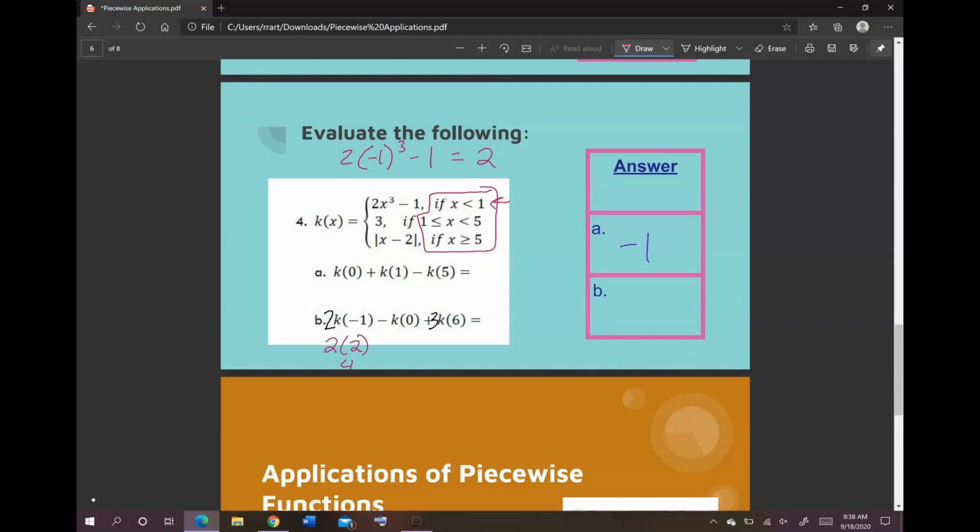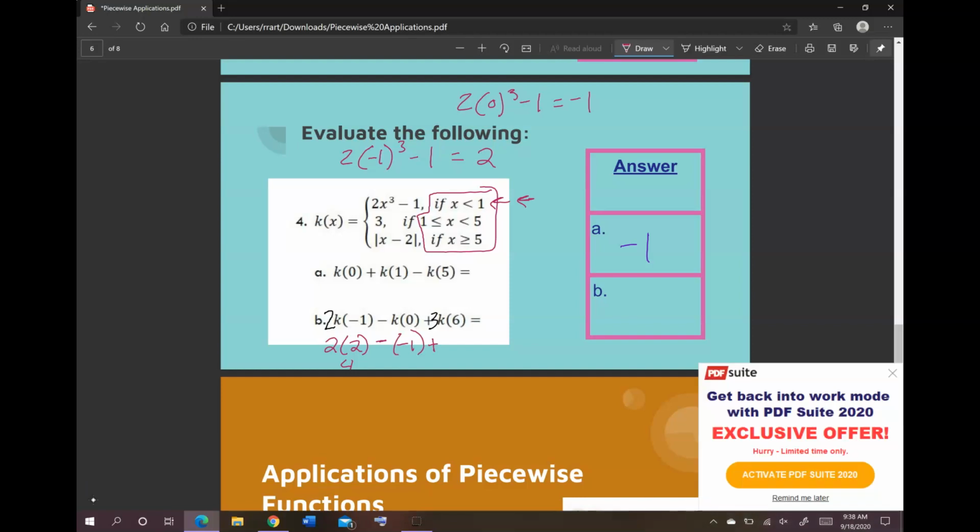All right. Now, minus k of 0. Well, 0 is less than 1, so we're going to use this equation again, and we're going to say 2 times 0 cubed minus 1, which is minus 1. So it's minus a 1, okay?